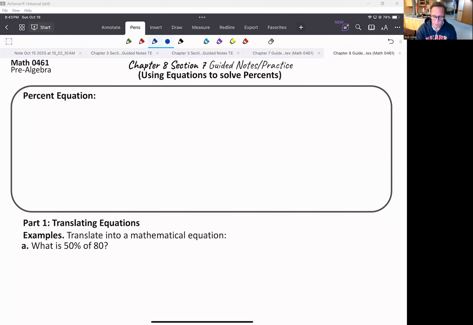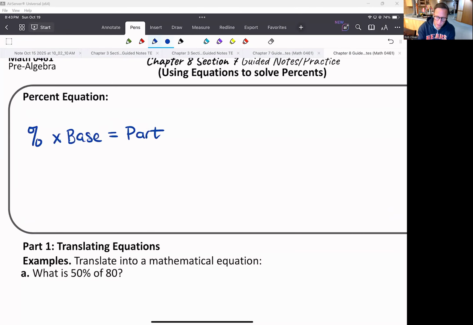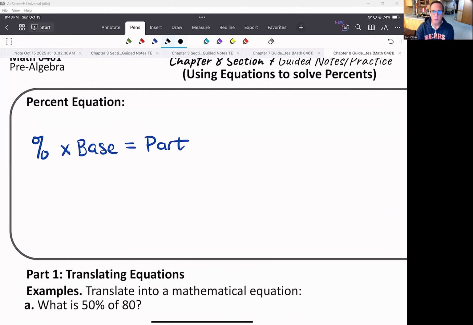So if you were to Google the percent equation, because you can Google anything, obviously, you're probably going to pull up something that looks like this: percent times base equals part. You're going to see that a lot if you look it up. The thing about that wording is the word base. Sometimes that's not so clear. So base, if you're wondering, is just another word for whole.